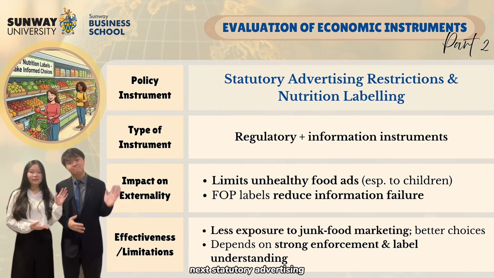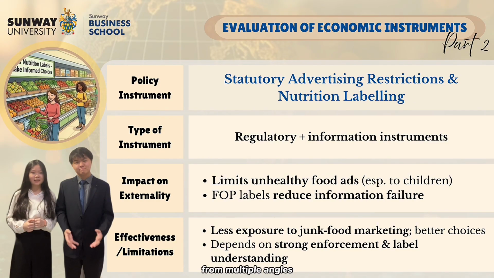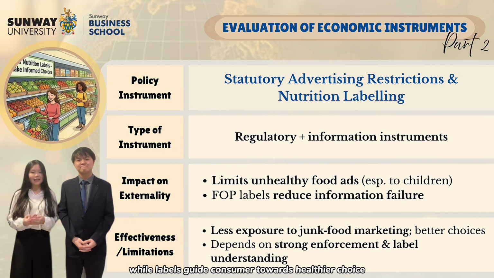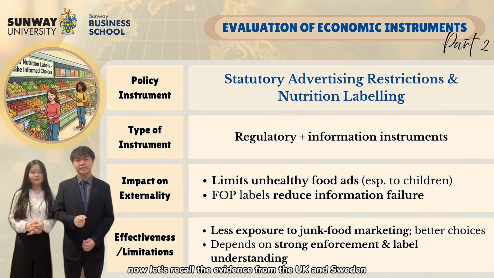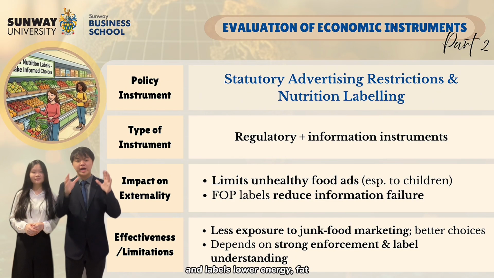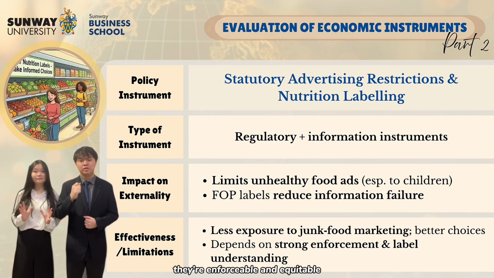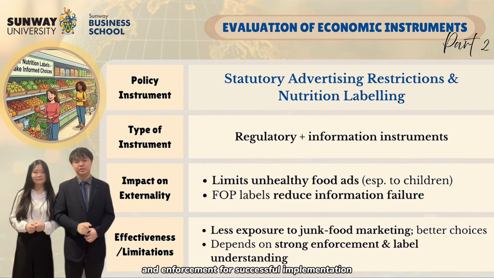Next, statutory advertising and front-of-pack nutrition labeling are regulatory and information instruments that tackle sugar consumption from multiple angles. Bans reduce children's exposure to unhealthy food marketing, while labels guide consumers towards healthier choices. Now let's recall the evidence from the UK and Sweden. It shows that marketing exposure drops by up to 37% and labels lower energy, fat, sodium and trans fat intake. These policies are highly feasible, enforceable and equitable, but they require strong legislation and enforcement for successful implementation.